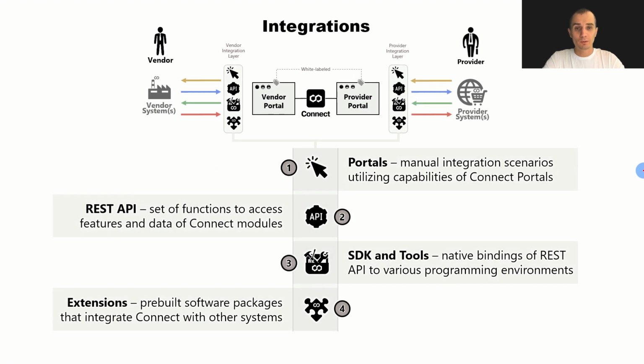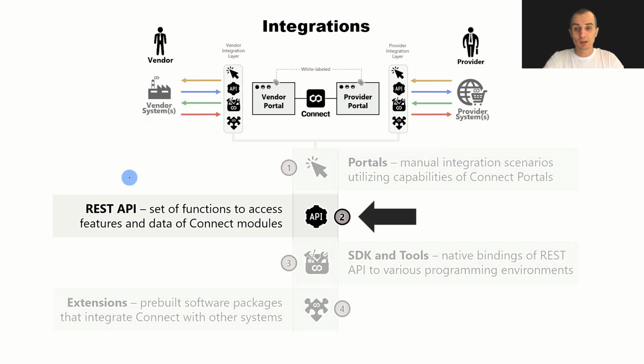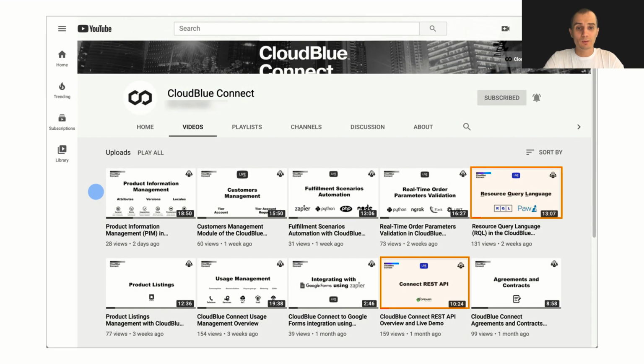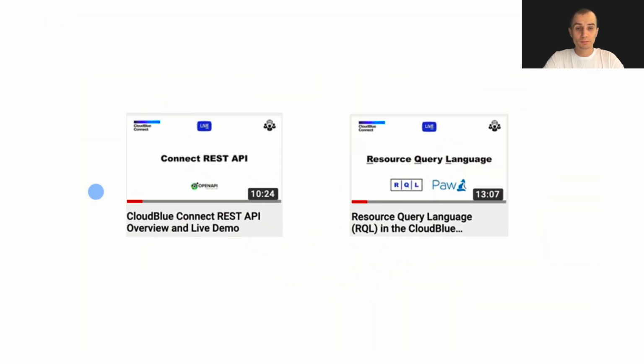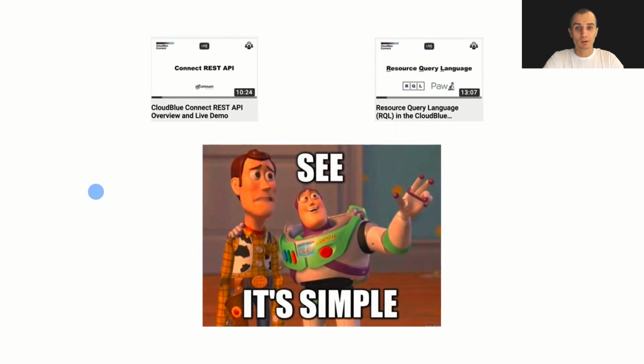In Connect, we have 4 different ways of integration: portals, REST APIs, our SDKs and extensions. And REST API is the fundamental piece of it. All of the other ways of integration are built on top of our own API. And we already have 2 videos in our YouTube channel, Resource Query Language Overview and Connect REST APIs Overview. But obviously, it's simple enough, but there's always a simpler way.